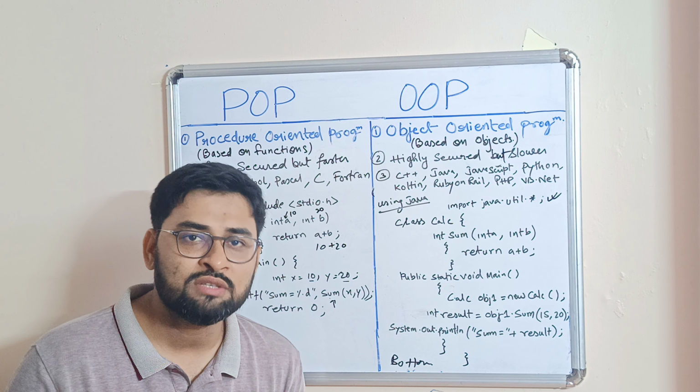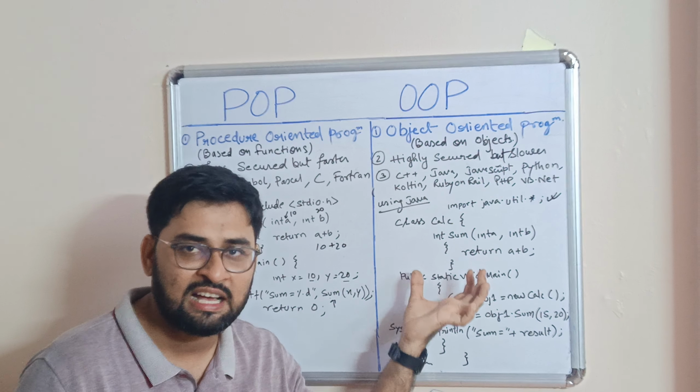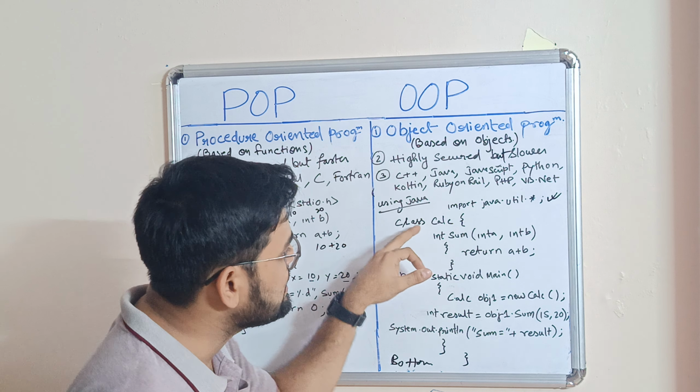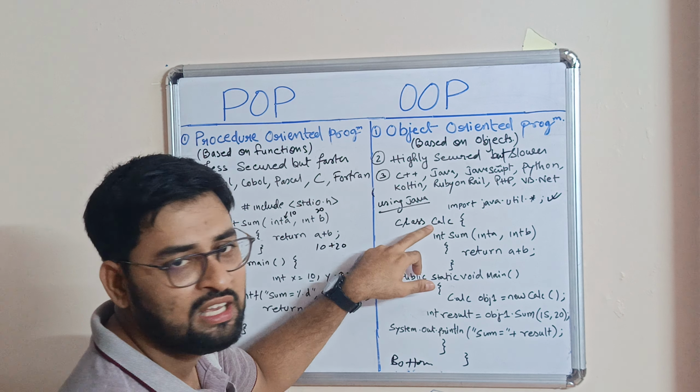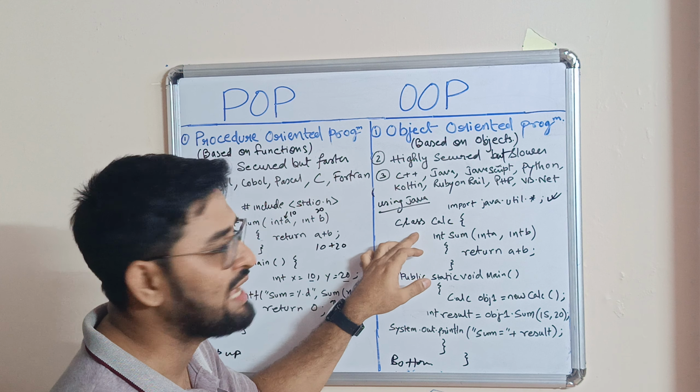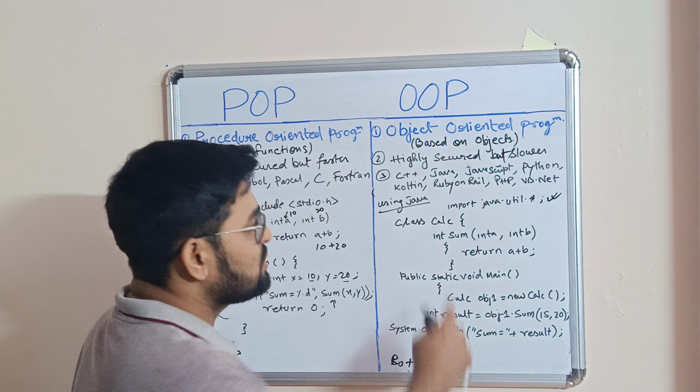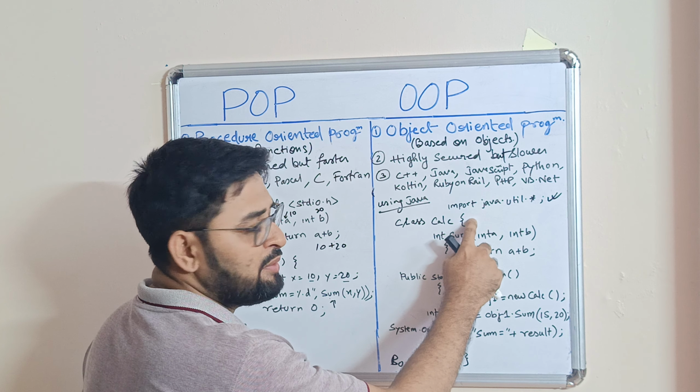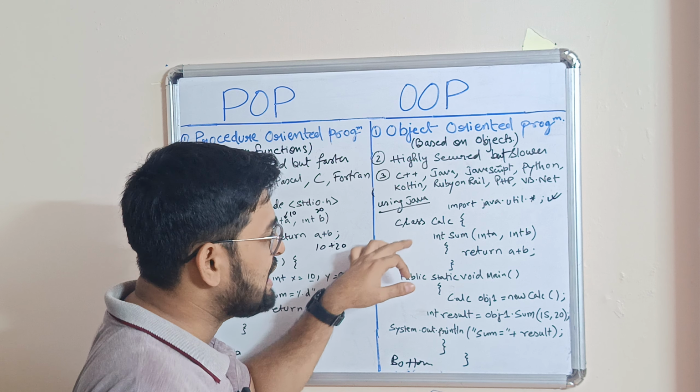Okay, so that means what? We have the concept of class. You can see this is the class name, CLC. The class name always starts with a capital letter. CLC means calculator. We are calculating. So this is the opening curly brace, from where the body of the class is starting.